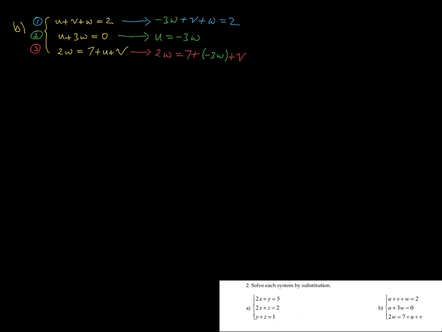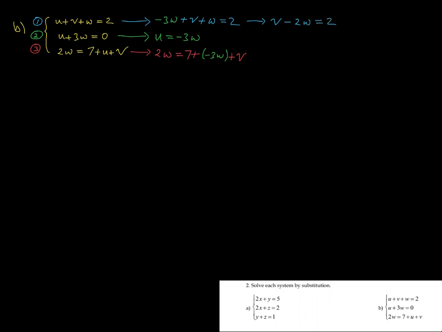Okay, so now these two equations, the modified equation 1 and the modified equation 3, they just involve w and v, and so let's go ahead and clean them up and then solve that resulting system. Okay, so here I will get what? Well, I have a v and then minus 3w plus w. That is minus 2w, and that's equal to 2.